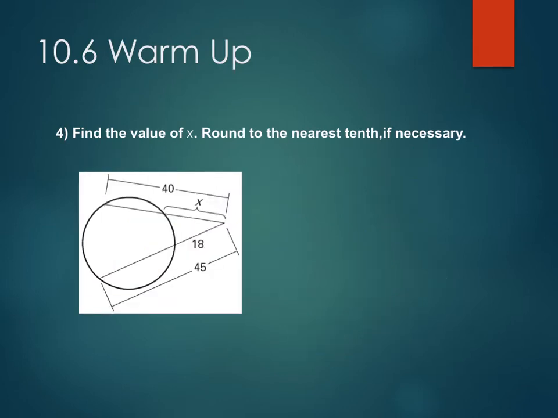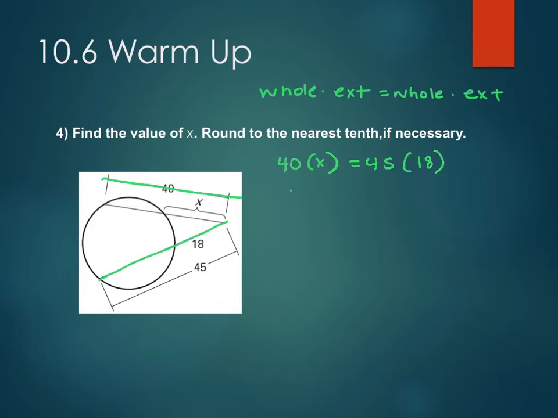Okay, now we've got 2 secants. So it is whole times external equals whole times external. Whole here is 40 times the external part is x. Whole here is 45 times the external part, which is 18. I haven't worked it out yet, but possibly. Oh, and it says to round to nearest tenth, right?